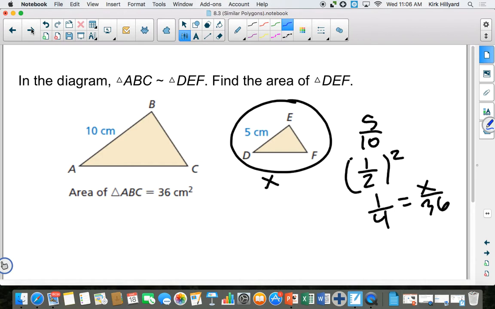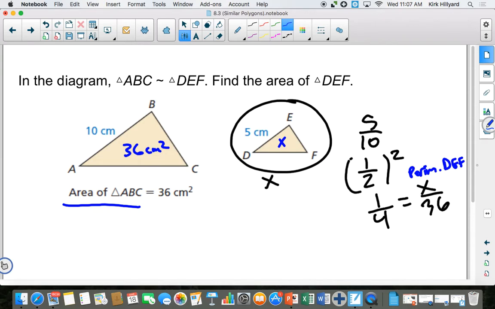So I'm looking at this here, and they gave you the area of ABC. So we have the area of this one is 36 centimeters squared. Okay. We do know that 5 corresponds to 10. So 5 over 10 is 1/2. So we take 1/2 and we square it, and we set it equal to the area that we're trying to find. So this is the area of triangle DEF. So we have x over 36, because we don't know what this is here. So we can call that x.